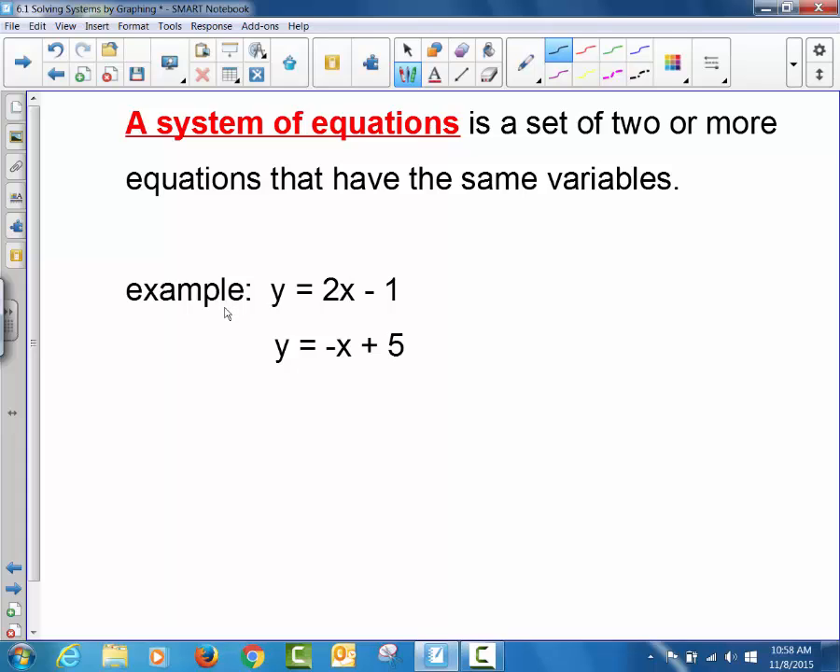So a system of equations is a set of two or more equations that have the same variables. For example, y equals 2x minus 1 and y equals negative x plus 5. They both have a y, and they both have an x. That's the important thing. They both have to have the same variables. They can't have a y and an x in one of them and a y and a z in the other one. That won't work.